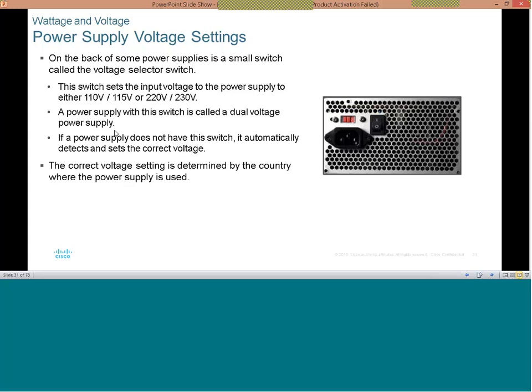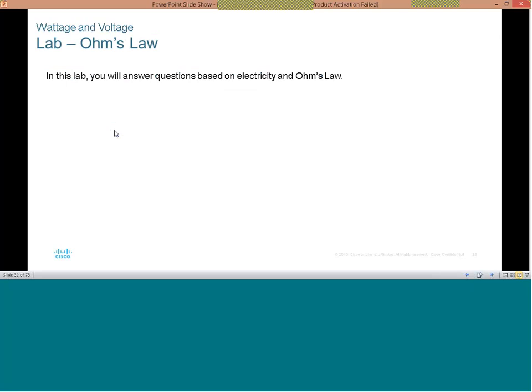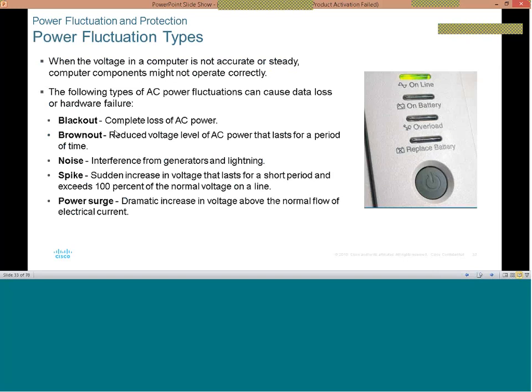So the correct voltage setting is determined by the country where the power supply is used. In this lab on Ohm's law, you will answer questions based on electricity and Ohm's law. It's expected that as you attempt the chapter's exam, you also open up the lab. We have the lab manual on the NETA card. You open each lab manual and answer the questions as well, because it also forms part of the assessment.